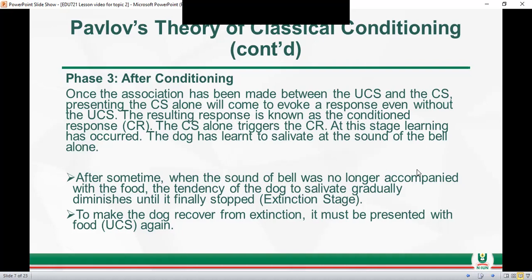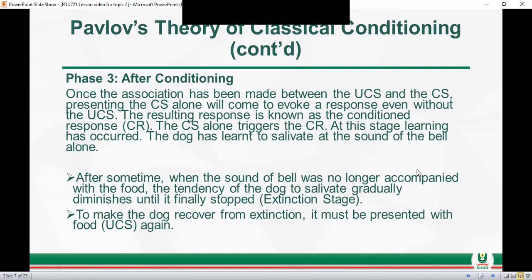You are just ringing the bell. You are not giving the food. The food in this experiment serves as a reinforcer. You are just giving the sound of the bell. Then the dog refused to salivate because there was no reinforcement to back up the behavior of salivation. And then Pavlov also noticed that to make the dog recover from extinction, it must be presented with the food again.